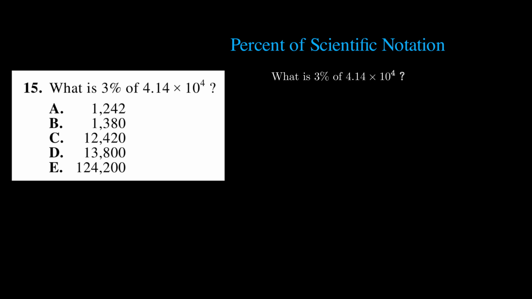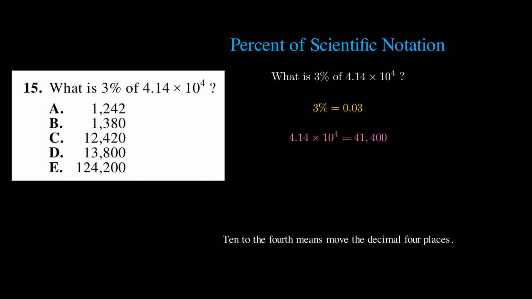What is 3% of 4.1 times 10 to the fourth? We see 3%. Percent just means divide by 100. So 3% becomes 0.03. Now look at 4.1 times 10 to the fourth. 10 to the fourth means move the decimal 4 places to the right. So 4.14 becomes 41,400. Now the problem is much friendlier.